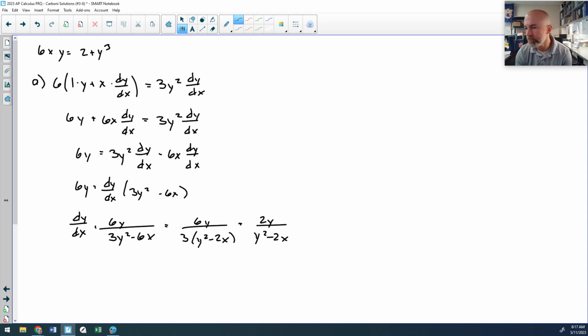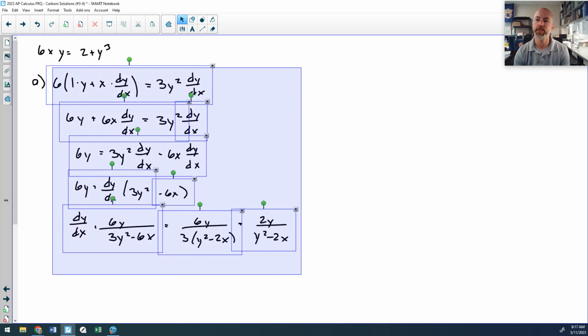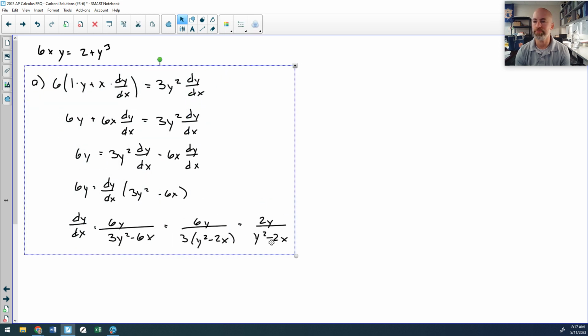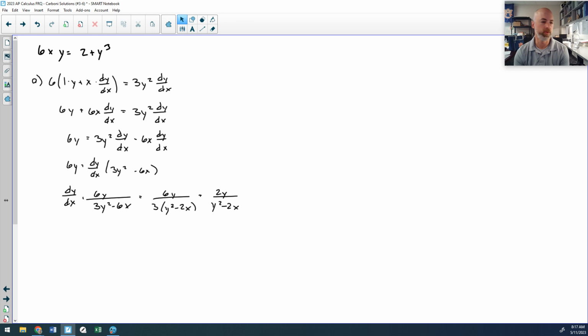Am I done? I am done with part A. So, good old implicit differentiation problem. Give me some more room to work. Part B: find the coordinates of a point on the curve at which the tangent line is horizontal.